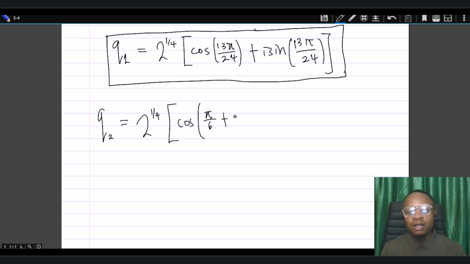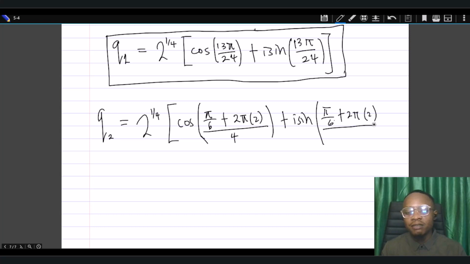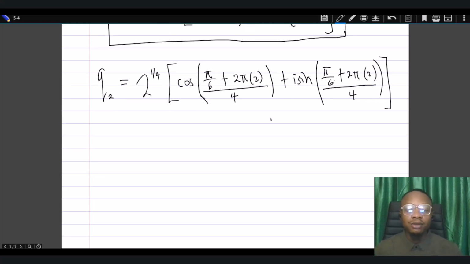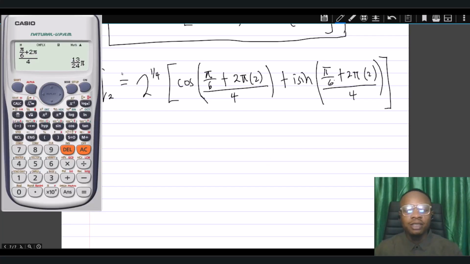then plus 2 pi this time around into 2, then everything here is divided by 4. So we close this off and we have plus i multiplying the sine of pi over 6, then plus 2 pi multiplying 2, everything here divided by 4. So this is closed off. Okay, so with that, we are good to go. Let's see what this gives us by the time we insert all of this here.